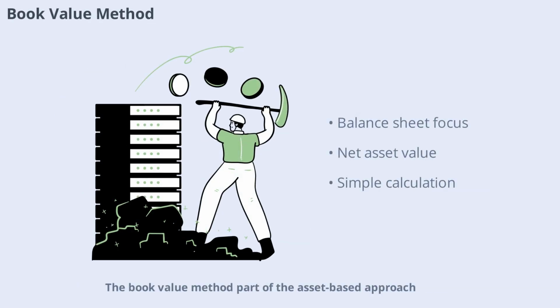Book value method, part of the asset-based approach, calculates value based on the company's balance sheet. It sums up assets and subtracts liabilities to arrive at the net asset value. While straightforward, this method may not capture the true earning power or intangible assets of the business.